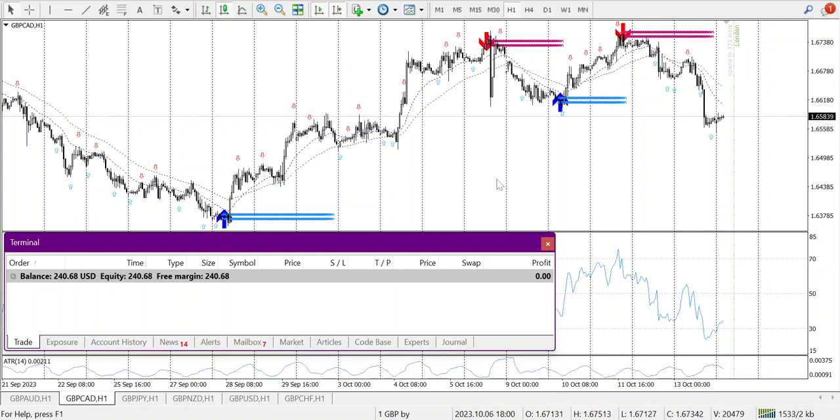Actually, I want to try something once. Give me a moment, please bear with me. I want to try the Fibonacci. The last Fibonacci point is from here to here.